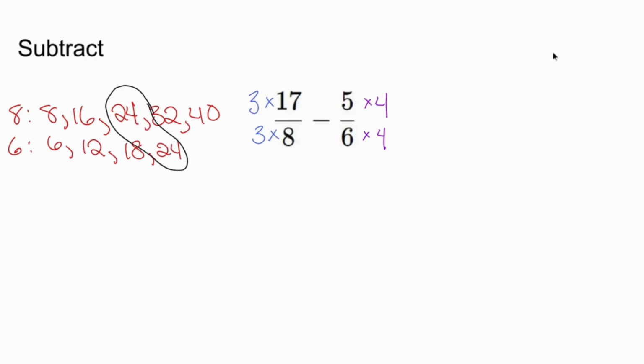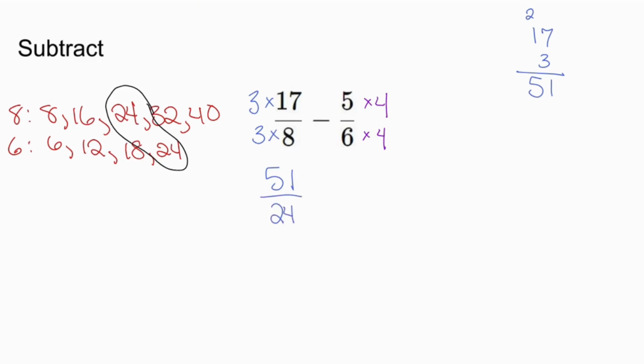3 times 17. Well, that's a tough one, and there's nothing wrong with going off to the side like we did over here and trying to find out what 3 times 17 is. So I'm going to do 17 times 3. 3 times 7 is 21. Carry over the 2. 3 times 1 is 3. 3 plus 2 is 5, and you get 51. So 3 times 17 is 51, and 3 times 8 is 24.